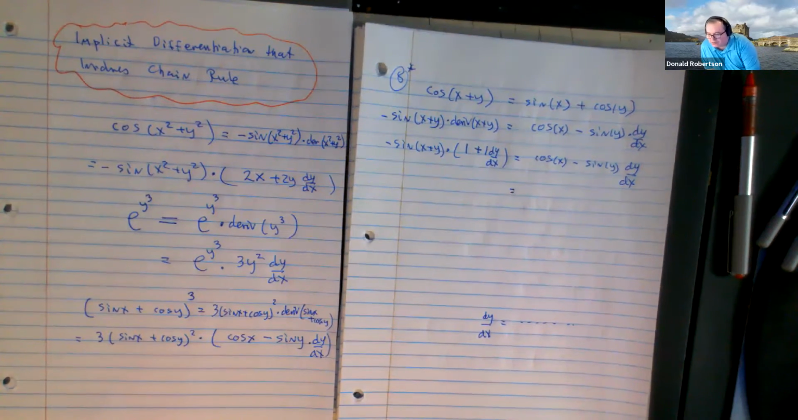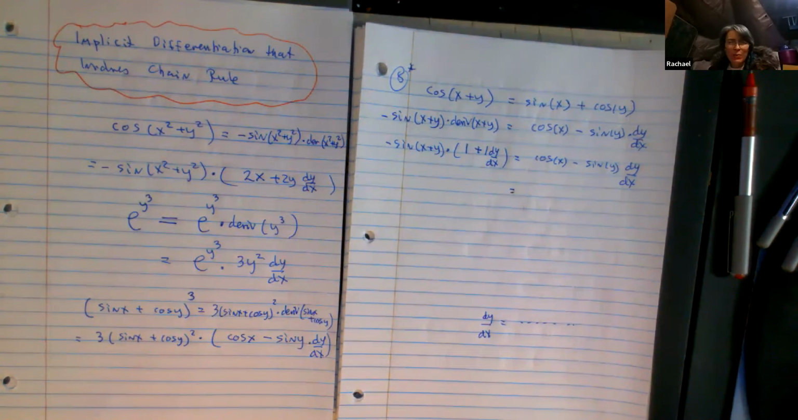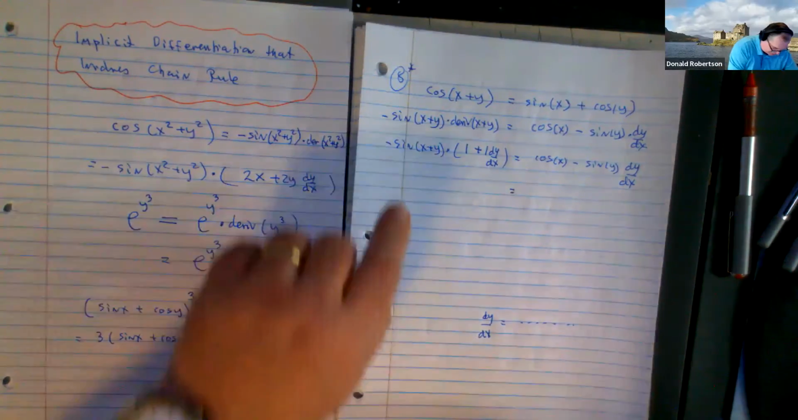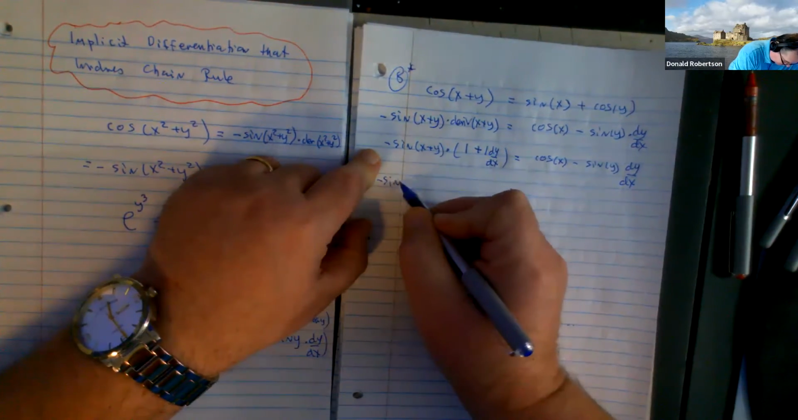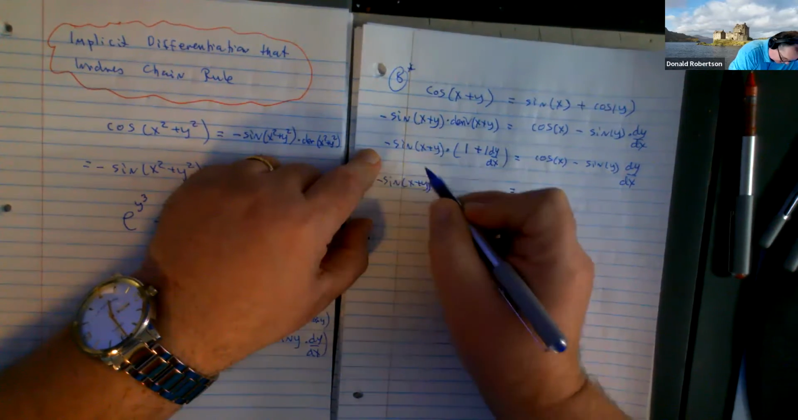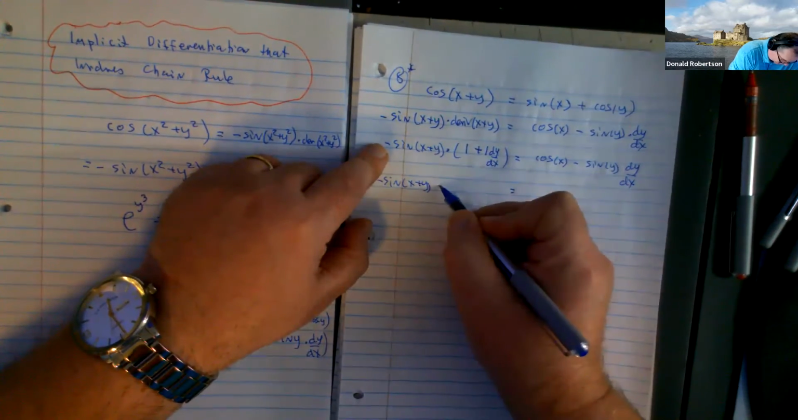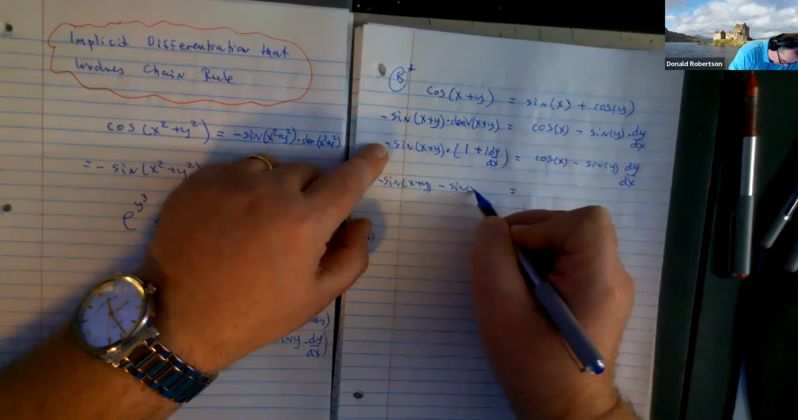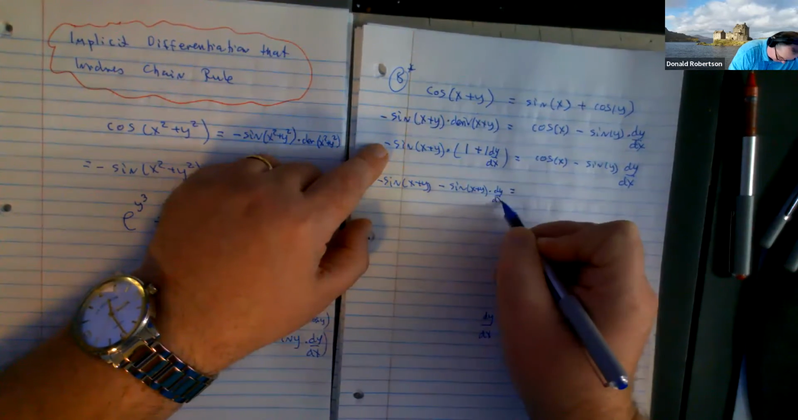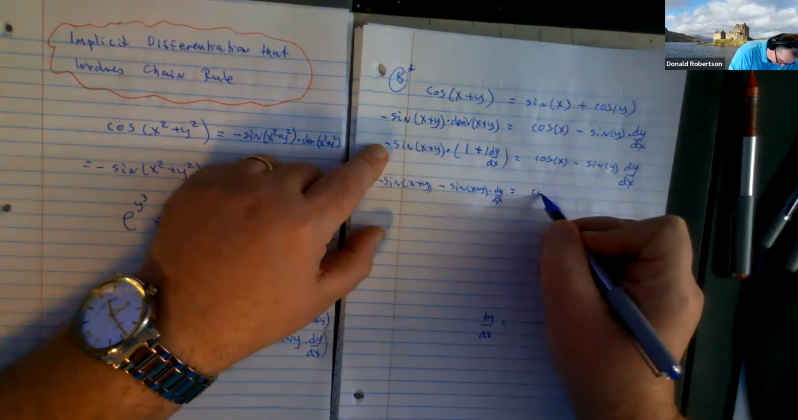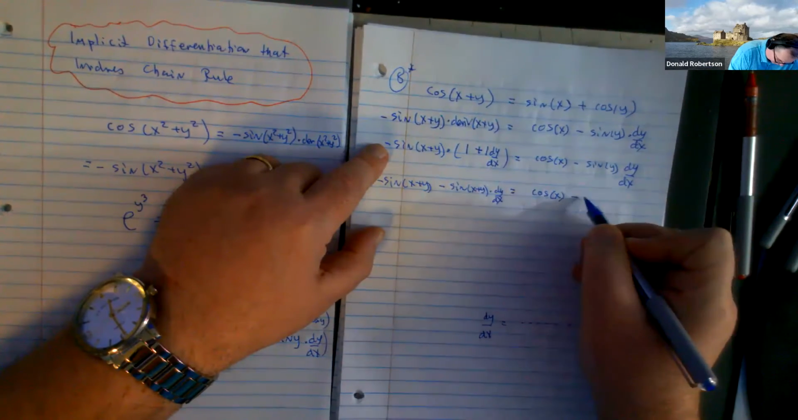Because there's so many ones, I would try foiling it out. So negative sine x add y times 1 gives me the negative of sine x add y. And negative that guy times this guy gives me negative the sine of x plus y dy by dx. And these two guys are still the same two guys.